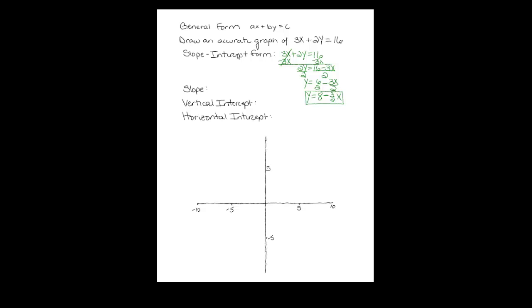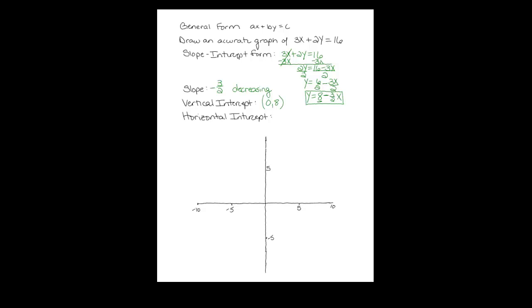So the slope here is the coefficient of x. It is negative 3 halves. So it's negative. We know our line should be decreasing. The vertical intercept, the constant term is 8, so our vertical intercept is the ordered pair 0, 8. And right there is enough information to graph the line. We're also asked for the horizontal intercept, however, so I'm going to go ahead and find that.